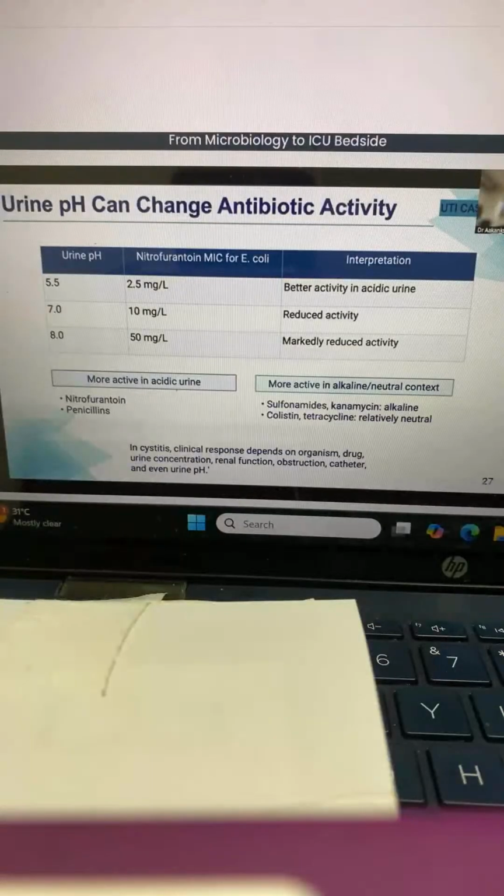Also consider alkalizing agents used clinically for dysuria. So you must remember that when you use an antibiotic like nitrofurantoin, the effectiveness will go down. However, there are some antibiotics which are effective in alkaline urine, like the sulfonamides, kanamycin, colistin, tetracycline. So these aspects also need to be considered before actually choosing the appropriate antibiotic.